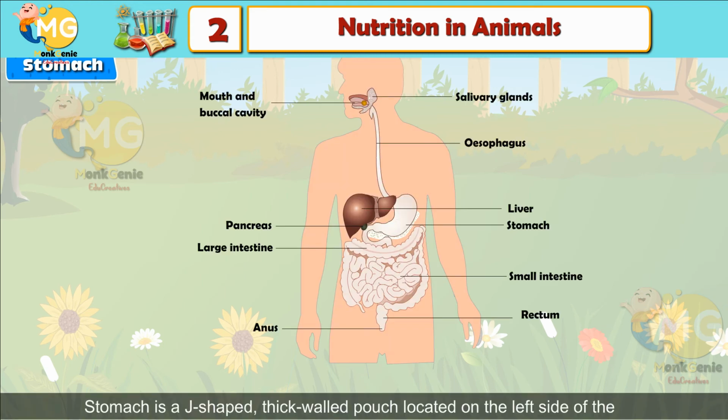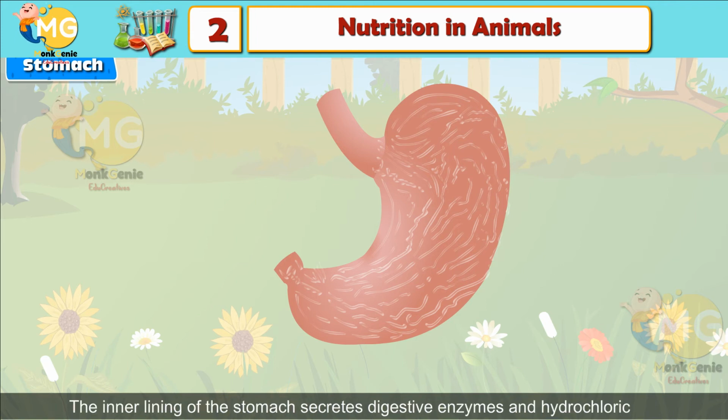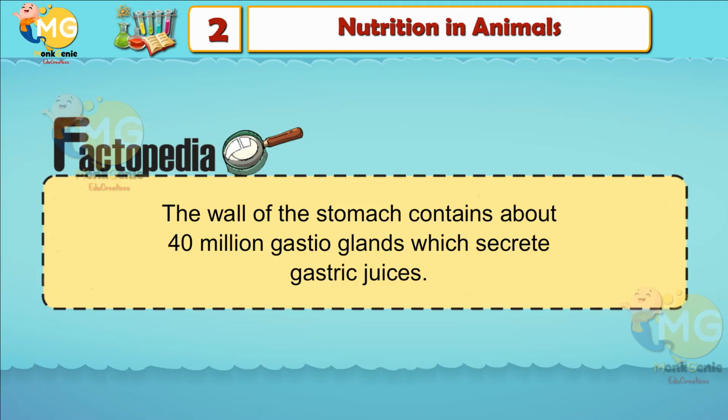Stomach. The stomach is a J-shaped, thick-walled pouch located on the left side of the abdomen. It is the widest part of the alimentary canal and is about 30 cm long. The capacity of the stomach of an adult is about 2 liters. The inner lining of the stomach secretes digestive enzymes and hydrochloric acid to help in food digestion. Factopedia. The wall of the stomach contains about 40 million gastric glands, which secrete gastric juices.